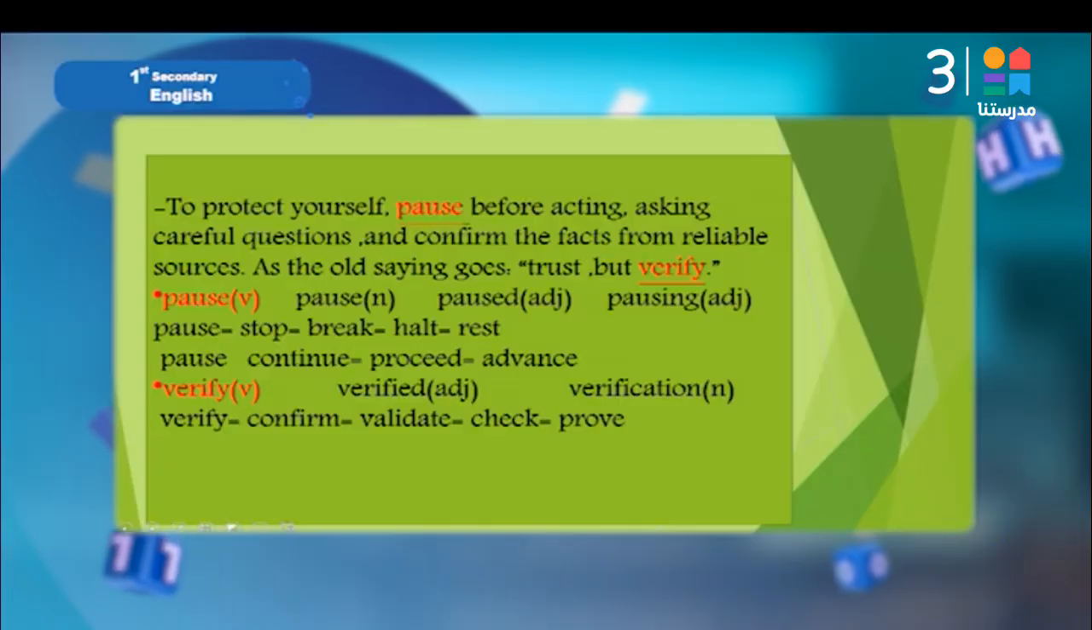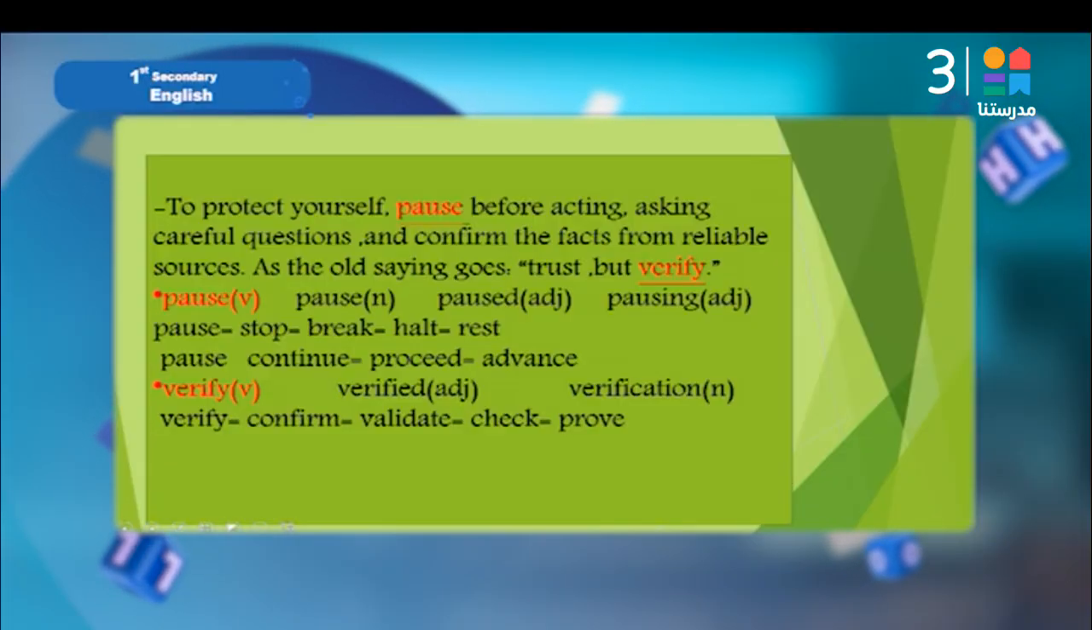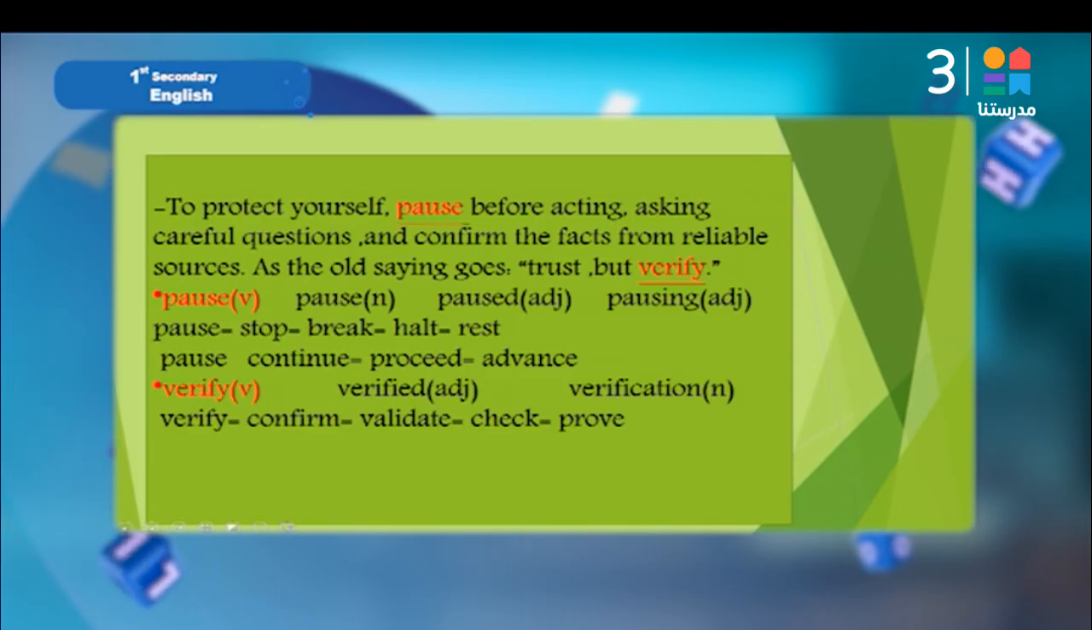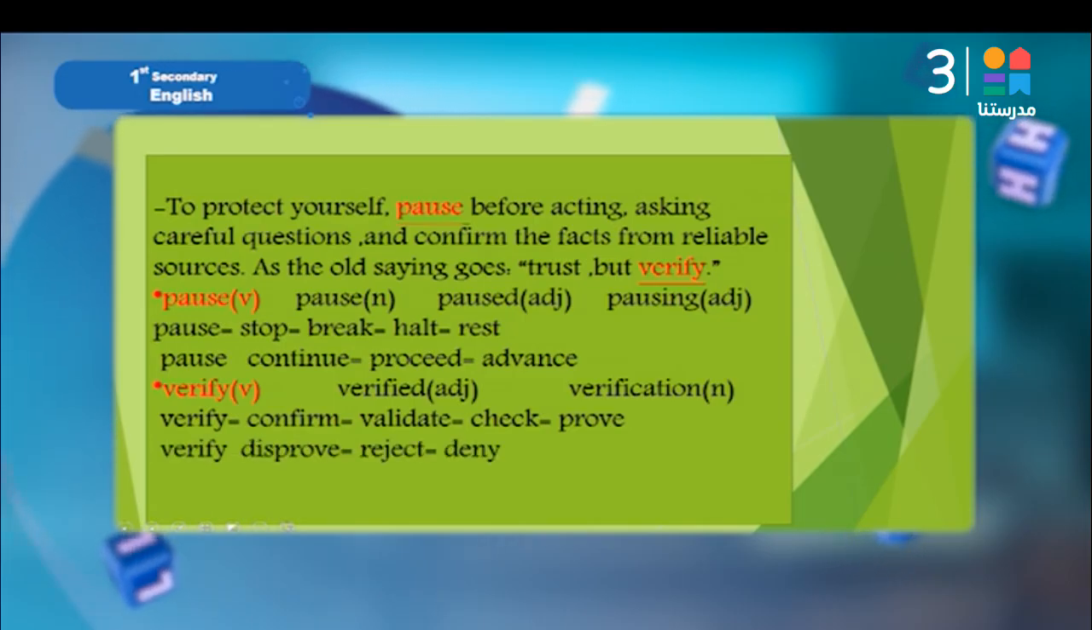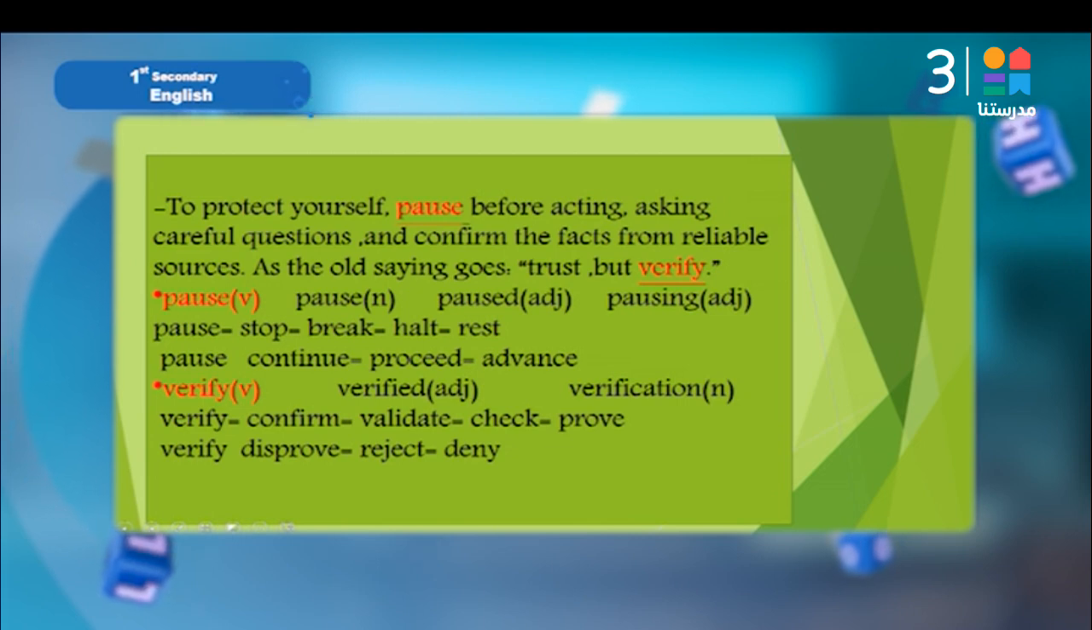What does the word verify mean? Verify here is a verb, as you can see. If I would like to bring the adjective, what shall I say? I will say verified. If I would like to bring the noun, what shall I say? I will say verification. Okay. So what is the synonym of the word verify? Confirm, validate, check, or prove. And what about the antonym of the word? Disprove, reject, or deny.